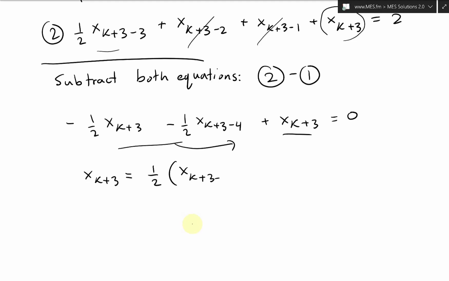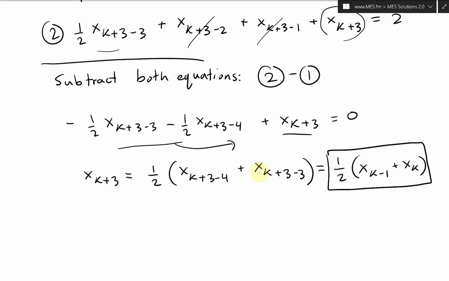Yeah, minus 3. Or we'll do this one in front, actually, just so the numbers get bigger. So this is minus 3. So we'll do this one first. Minus 4 plus x_{k+3-3}. And then if we simplify this, this becomes 1/2 x_{k-1}, so 3 minus 4 is 1. And then this one is going to be plus x_k, like that. So this is the equation for x_{k+3}.